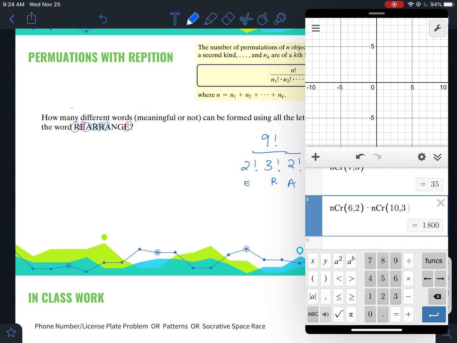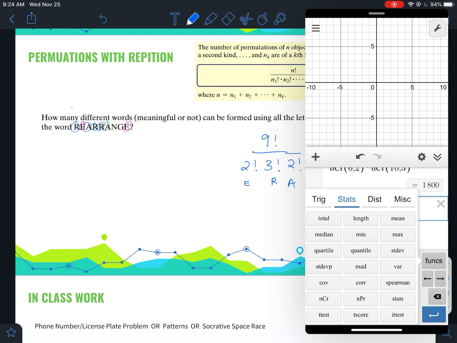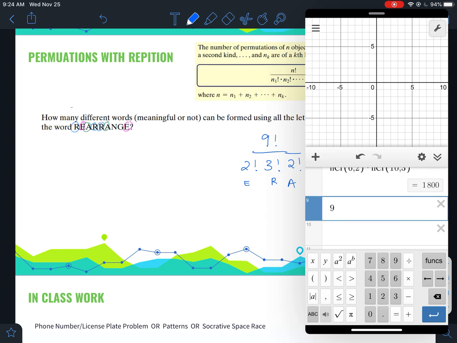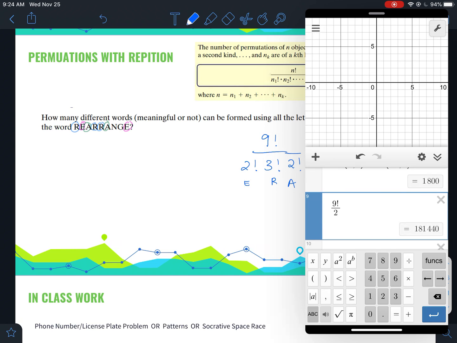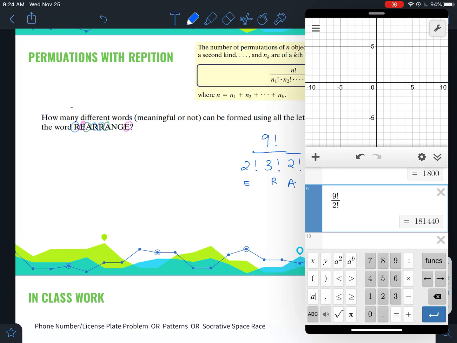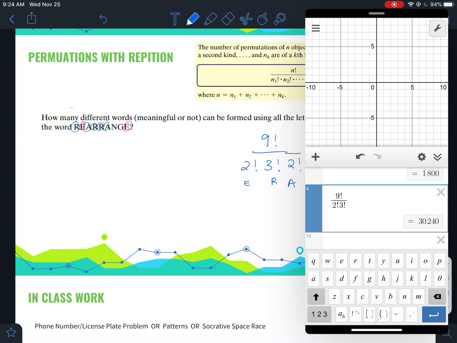And so if I did that, I would have 9. And then if you go to functions and stats, miscellaneous. Oh, no, I think it's in the normal keyboard actually, isn't it? ABC. Yep, exclamation point. So 9 factorial and then divided by 2 factorial, 3 factorial, and then 2 factorial. And there we go. So there's 15,120 different ways of rearranging the letters in the word rearrange.